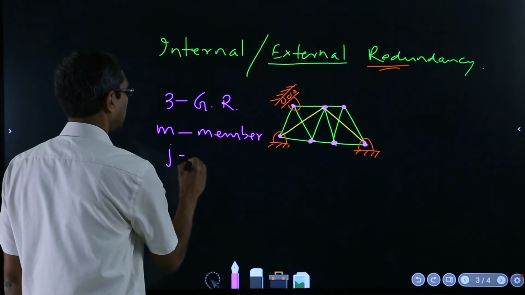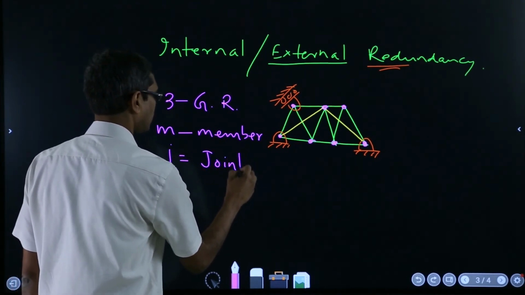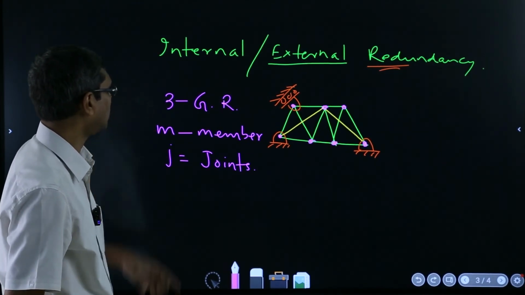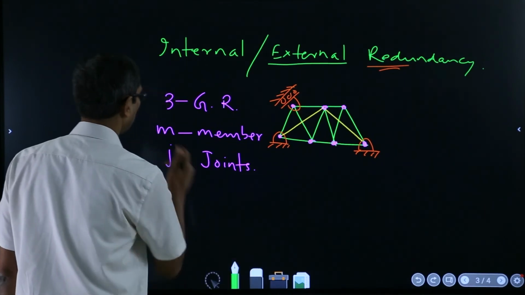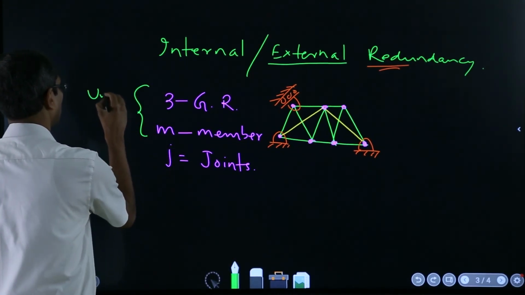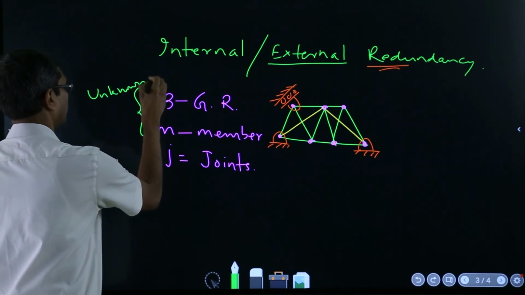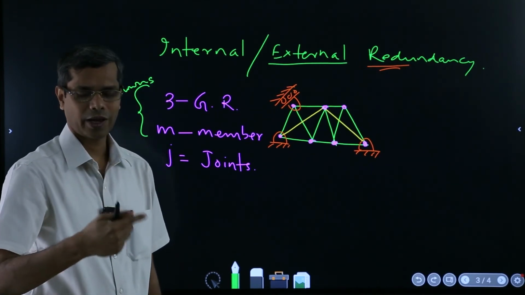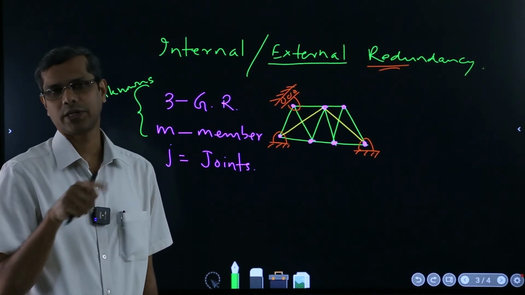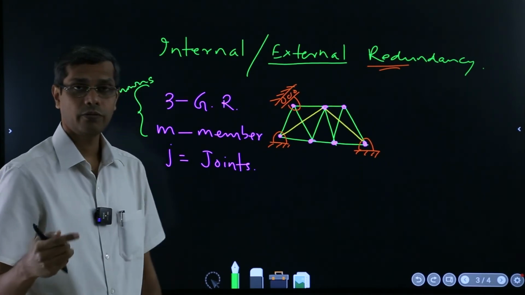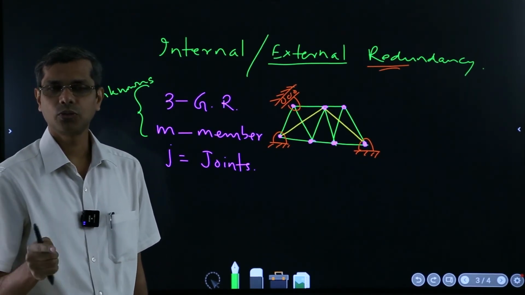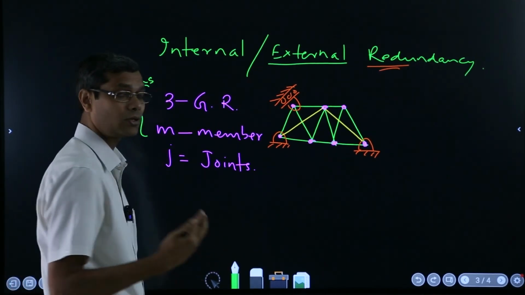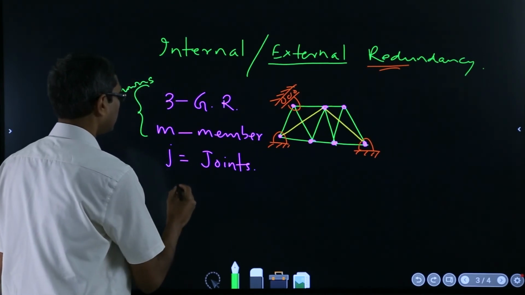And how many joints? Say j is the number of joints. So these are the unknowns. And how many equations can you write with j joints? For every joint, for equilibrium of every joint, we wrote in the method of joints two equations: summation of Fx equal to 0, summation of Fy equal to 0. So like that, two equations for each joint. So the number of equations is 2j.